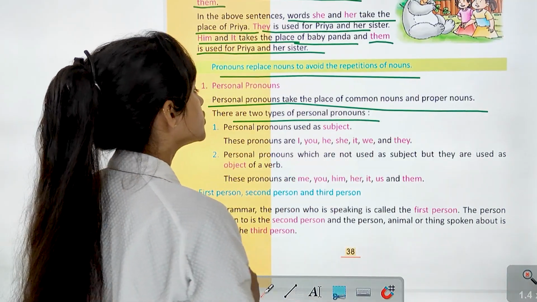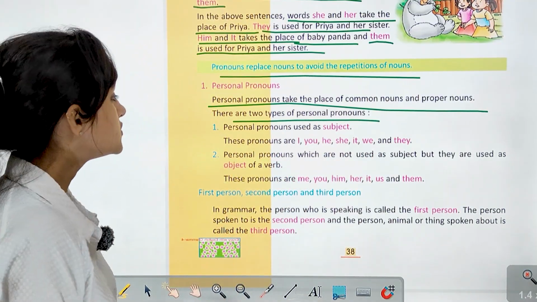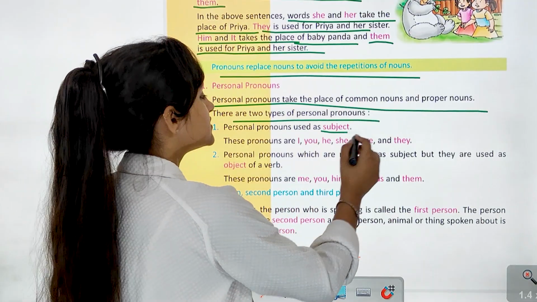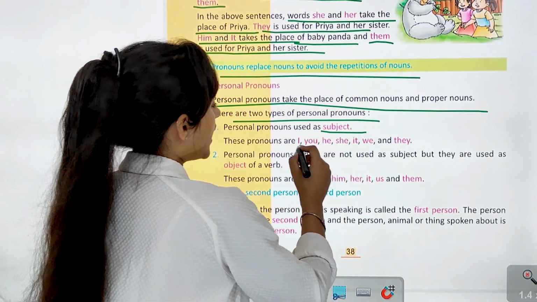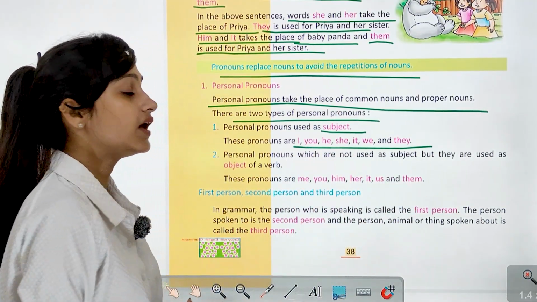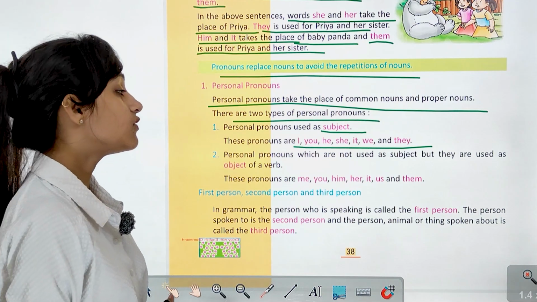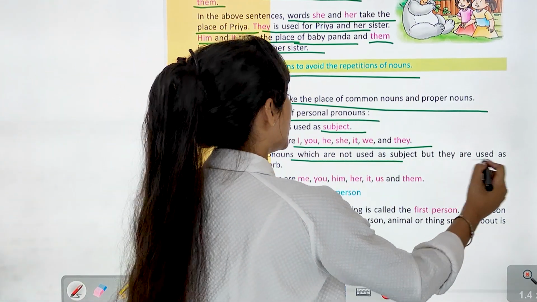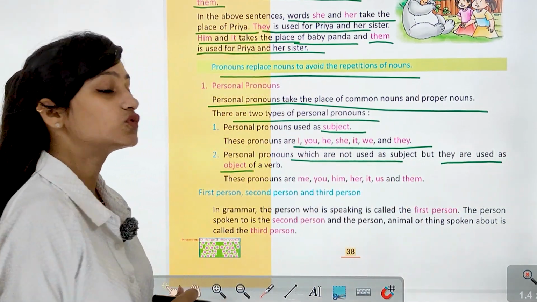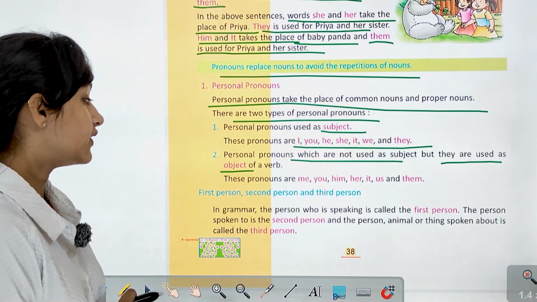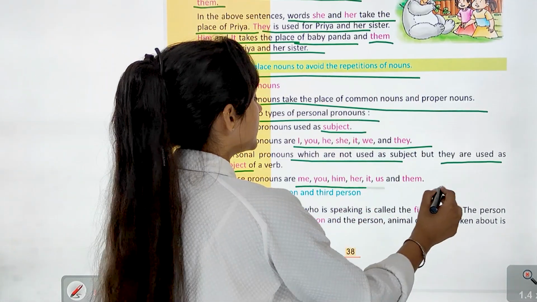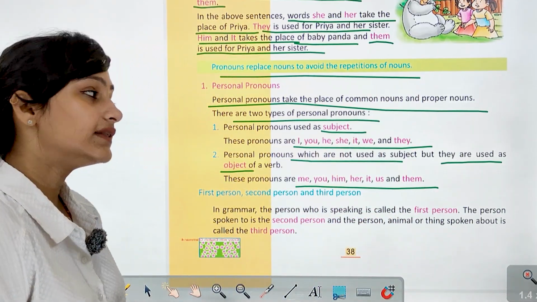There are two types of personal pronouns. Personal pronouns used as subject. These pronouns are I, you, he, she, it, we, and they. Personal pronouns which are not used as subject but are used as object. वो किसकी तरह use होते हैं? Object की तरह of a verb. These pronouns are me, you, him, her, it, us, and them.